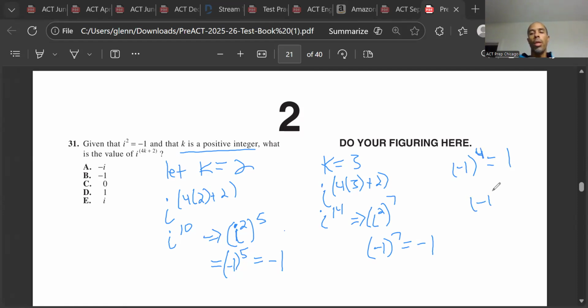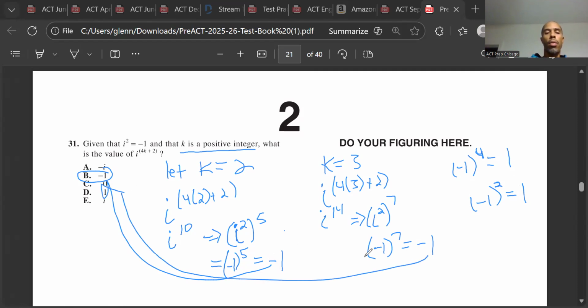Same thing if we do negative 1 squared, that's 1. You see how those are even powers, 2 and 4, they turn the negative positive. But the odd powers, to the 5th, to the 7th, you go on and on, they keep it the same. So the pattern is that these two are giving you values of negative 1. So that must be the answer we're looking for.